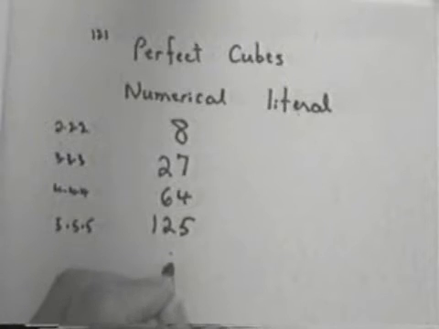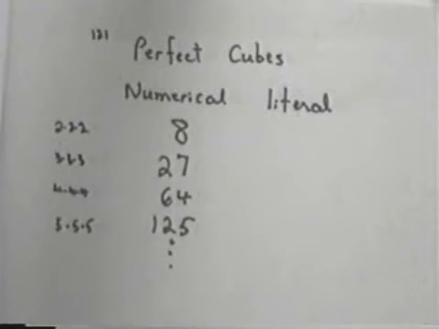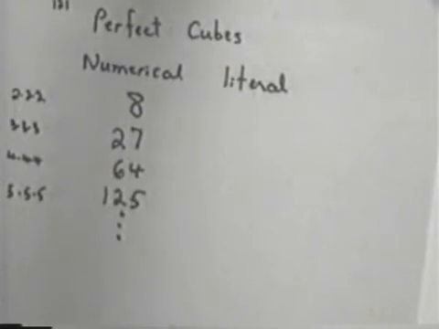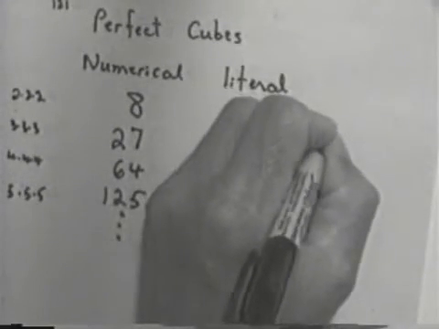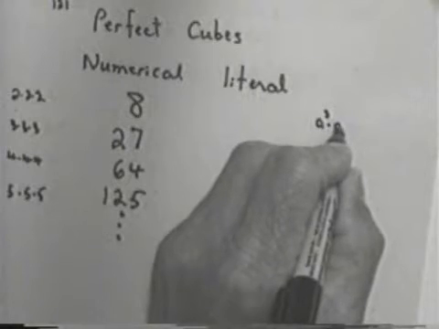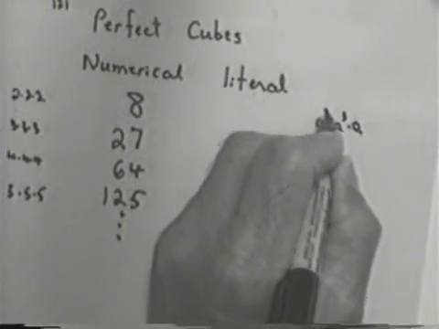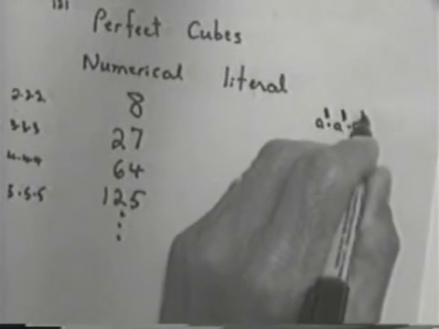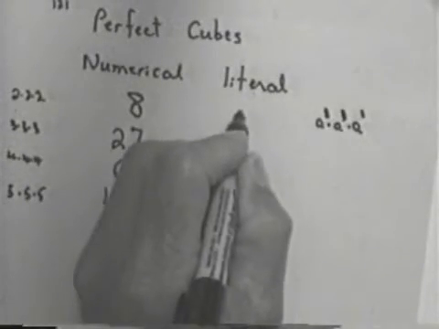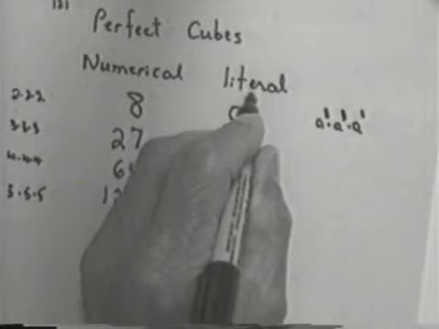I believe I'll stop with that and just put dot, dot, dot. You see the pattern, so you can make as many as you need. To do the literal, I would do a cubed times a cubed times, well, let's start with a. I don't know, a to the first times a to the first times a to the first. And that would give me a cubed.